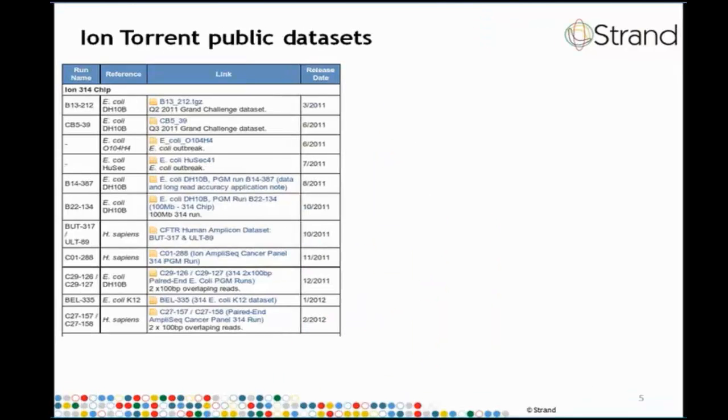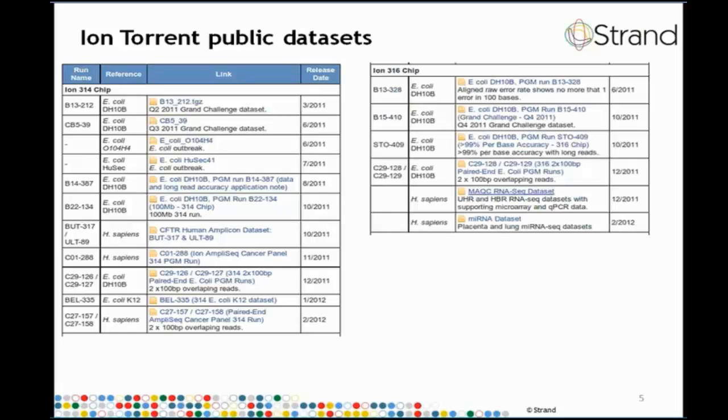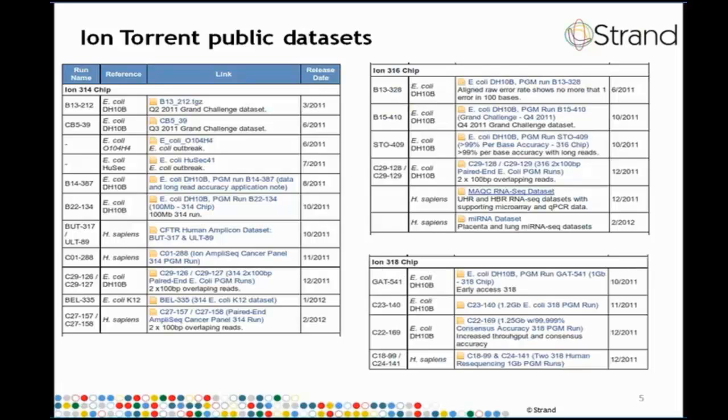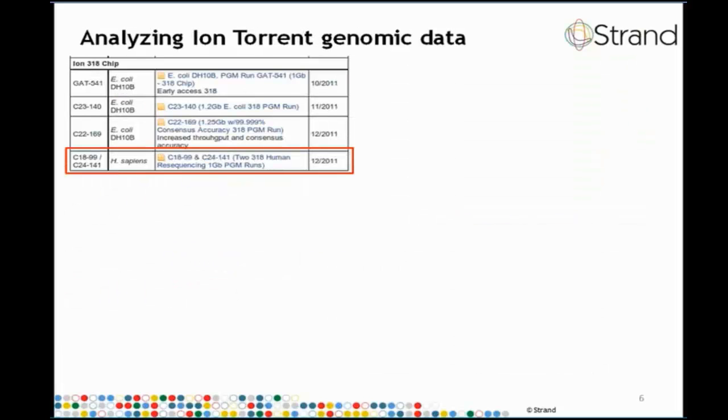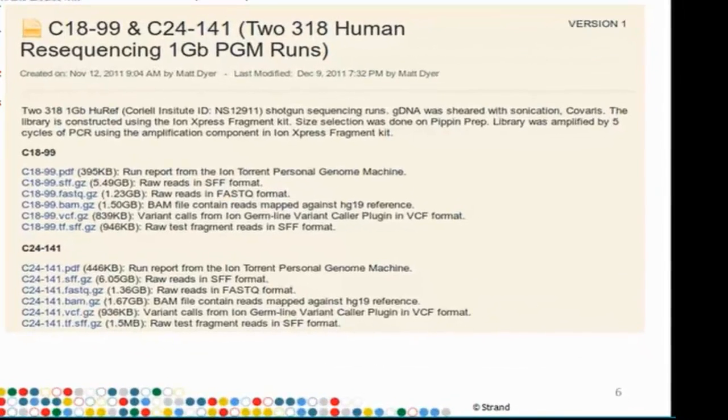So let's see what Ion Torrent data looks like. On the Ion Torrent community website, a lot of the data sets are made public. So we have data sets which were generated from the Ion 314 chip, data sets generated from the 316 chip, and those generated from the 318 chip. Clicking on any one of those links takes you to a full-fledged page which describes that particular data. For instance, here is the page which describes 2318 human resequencing runs.